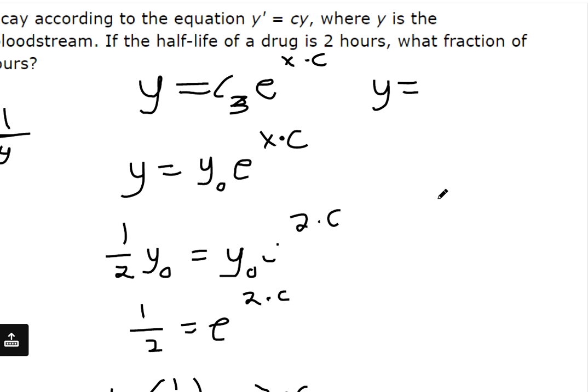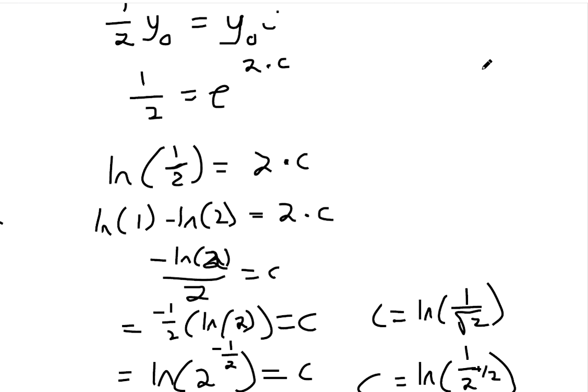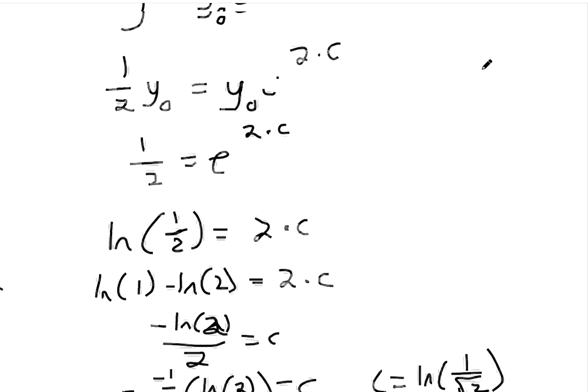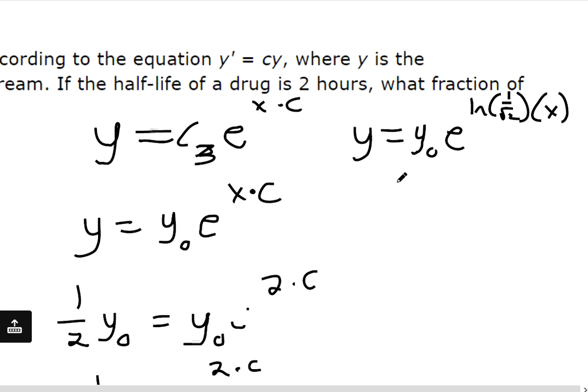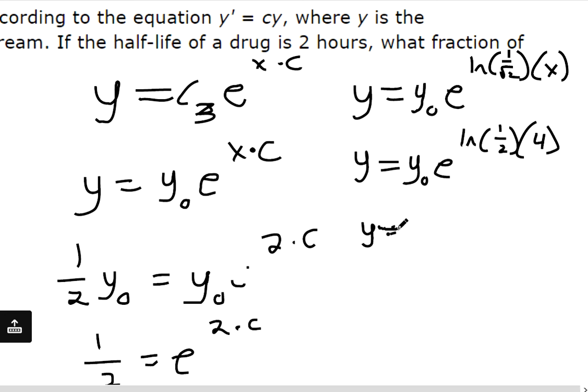Okay, so let's see what we can do. What does our equation look like now? y equals y sub 0 times e to the c, and c was natural log of 1 over square root of 2, times x. So now we're ready to answer the question. The amount we have is equal to the initial amount in the bloodstream times e to the natural log of 1 over square root of 2, and they're asking about 4 hours, so I'm plugging in 4 for x. It looks like we got two variables, but it's asking for the fraction left over, so I'll show you what that means in just a second.